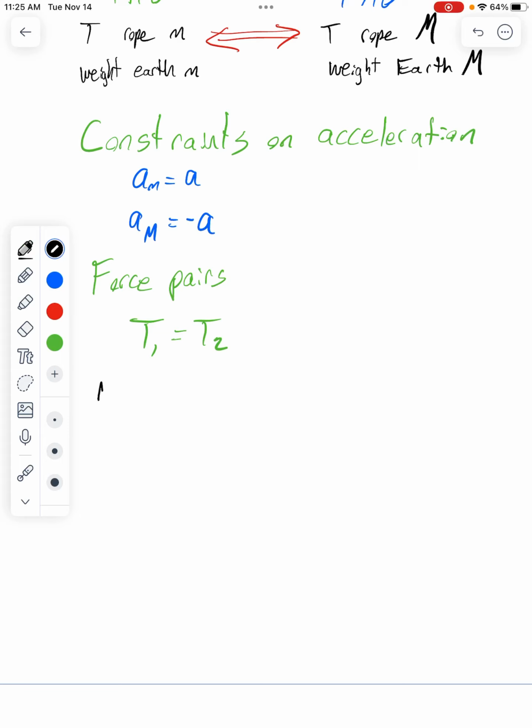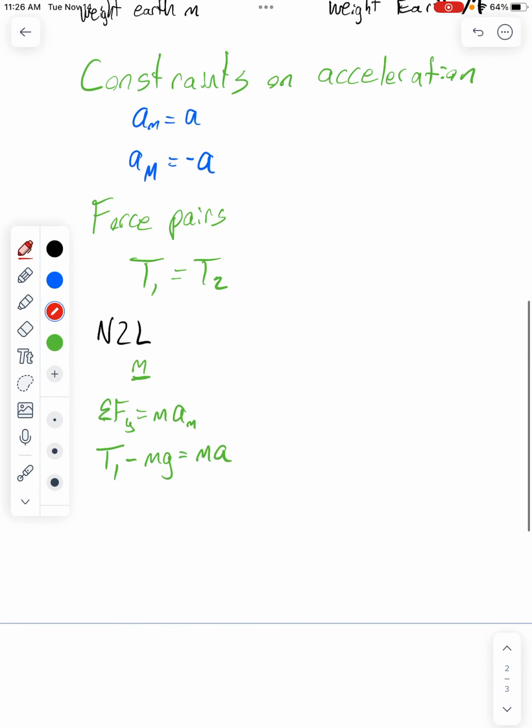Now we're going to write Newton's second law for both objects. So for little m, we have the sum of the forces in the y direction. It's equal to little m times acceleration of little m. Well, what are the forces? We've got tension minus the weight, and that is equal to the mass, and we're just calling an acceleration little a.